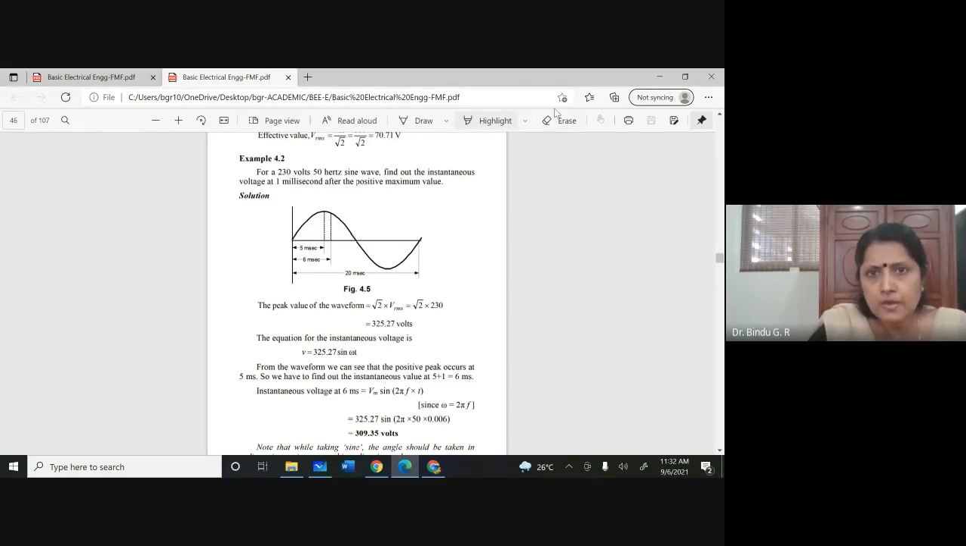For a 230 volt, 50 hertz sine wave, find out the instantaneous voltage at 1 millisecond after the positive maximum value.